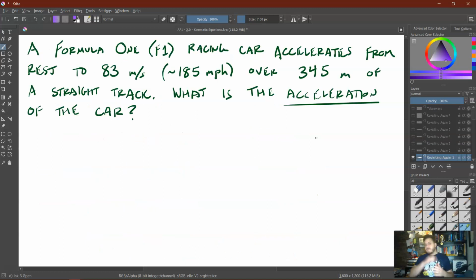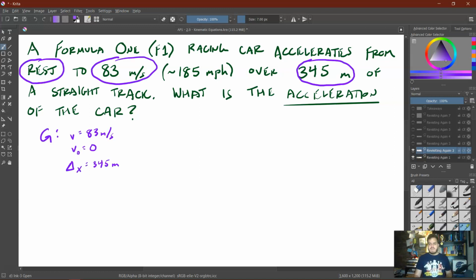Well, now that we've briefly gone through the GUESS method, let's give it a shot. Let's say we have this Formula 1 racing car accelerating from rest to 83 meters per second over 345 meters of straight track. What is the acceleration of the car? Alright, so first off, we're going to go with G, givens. Well, your givens, we have 3 here.